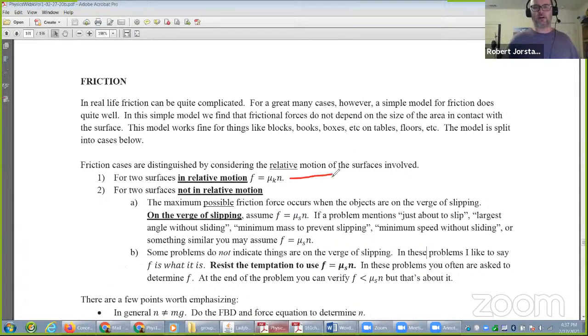If two objects are in relative motion, you could use this equation. If one of them is about to slip, you could use this equation. Watch out. If things are not on the verge of slipping, we do not want to use that equation. We could use this equation, but it turns out that's very useless, right? That doesn't help you.